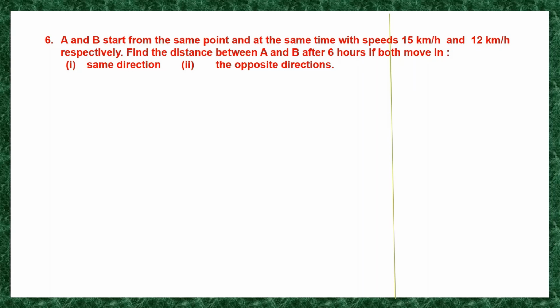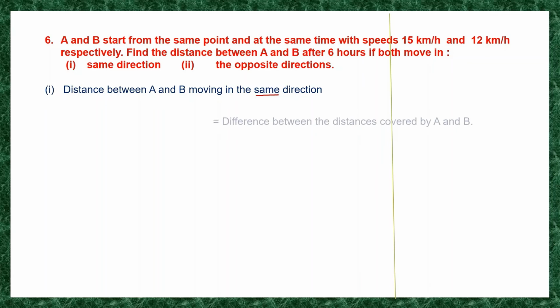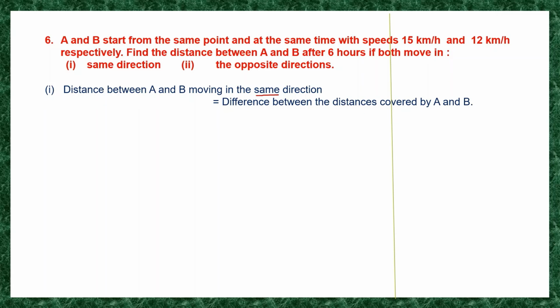Next question. A and B start from the same point and at the same time with speeds of 15 kilometers per hour and 12 kilometers per hour respectively. Find the distance between A and B after 6 hours if both move first in the same direction and second in the opposite directions. So, distance between A and B moving in the same direction, first we are checking this, will be the difference between the distances covered by A and B. So if they're moving in the same direction, you must subtract the distances. If they're moving in the opposite directions, you have to add the distances.